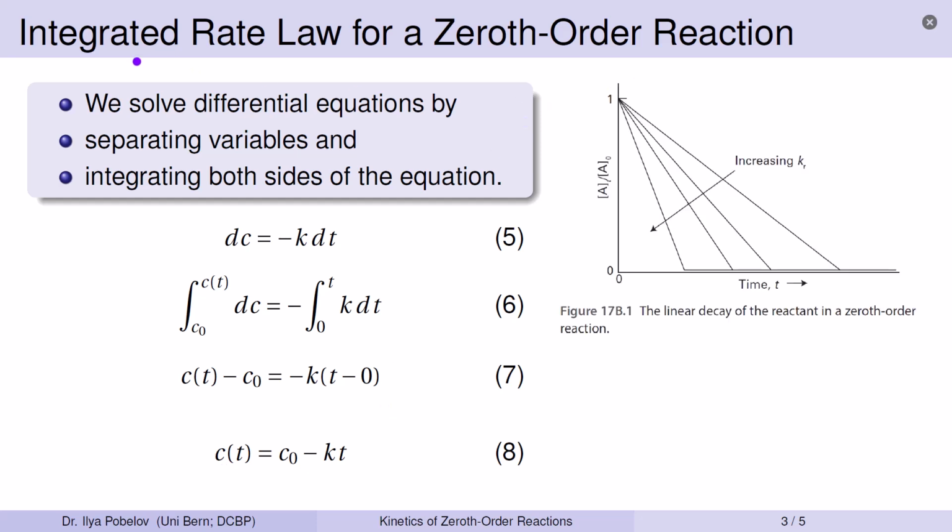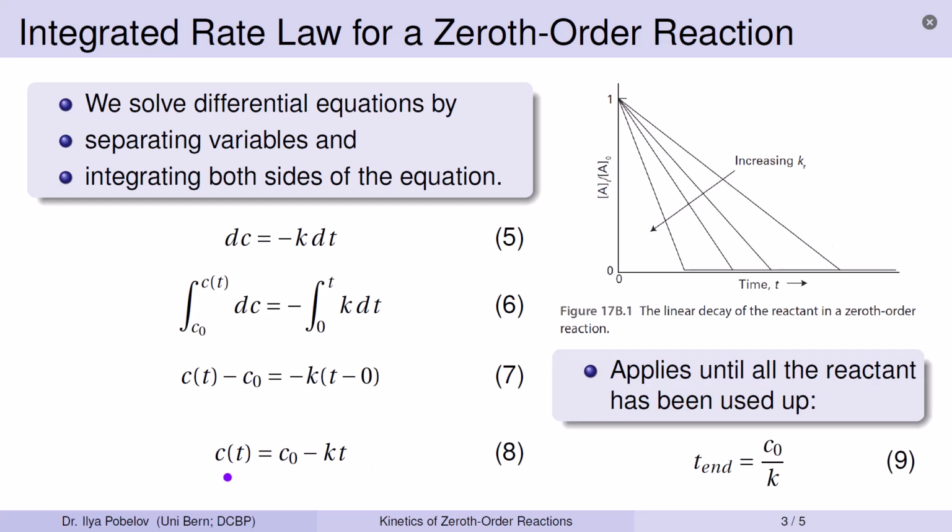The integrated rate law for a zeroth-order reaction can be graphically represented by a straight line with a slope of minus k on a plot of concentration versus time. This expression applies until all the reactant has been used up, which occurs at a time equal to C0 divided by k. After this, the concentration of the reactant remains 0.